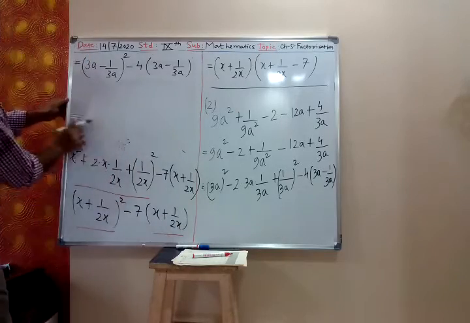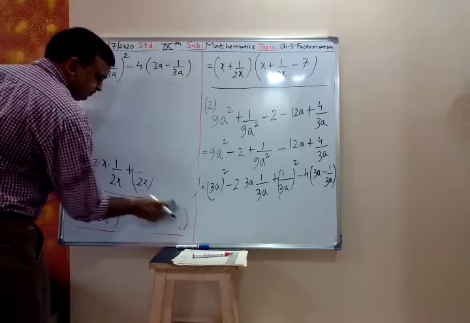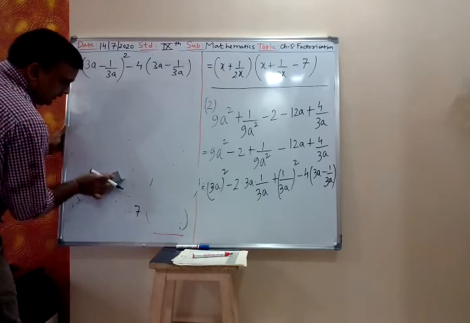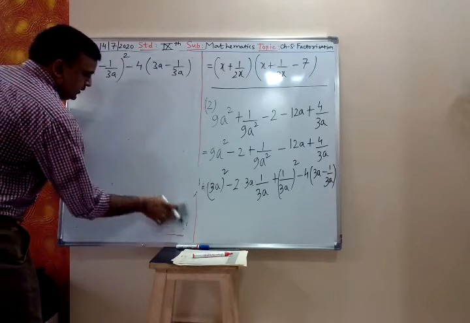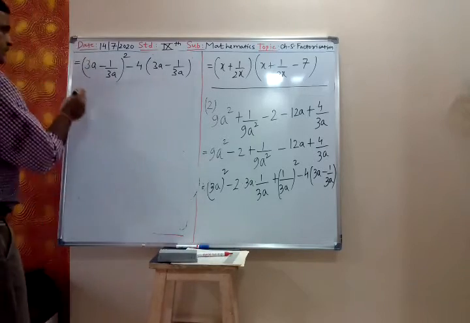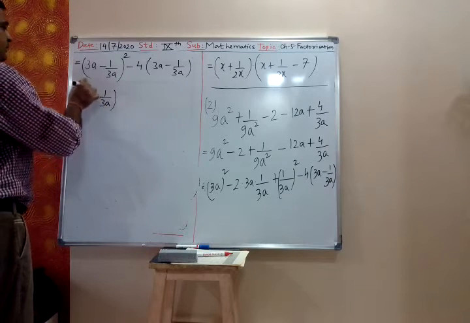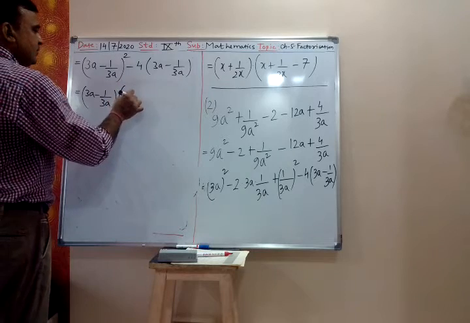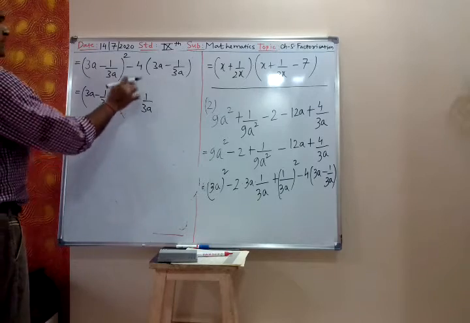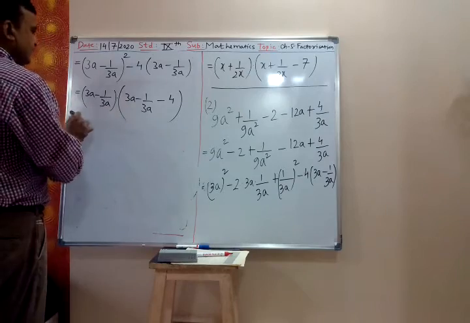Now you take 3a minus 1 upon 3a common. I am solving. I will take 3a minus 1 upon 3a common. From the first term, 3a minus 1 upon 3a is left because it is a square. Then it is minus 4. And this is the answer of the second.